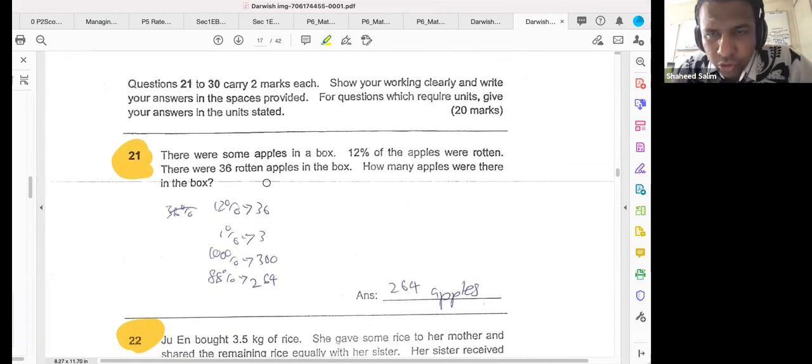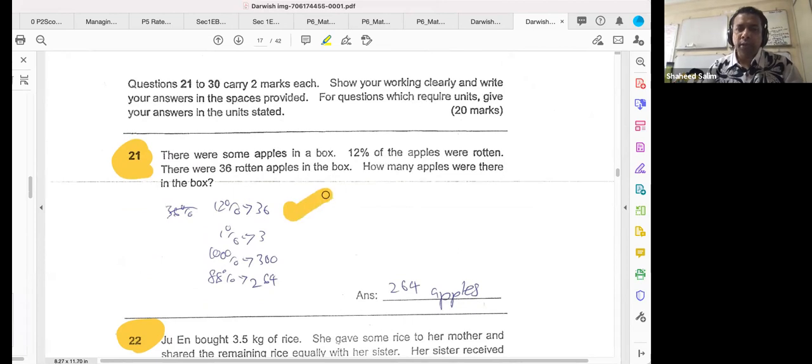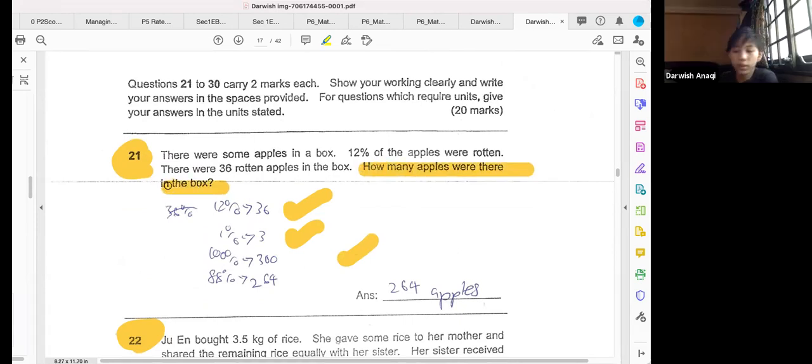Some apples in the box, 12% of them were rotten. There were 36 rotten apples. How many apples were there in the box? This is correct. 1% is 3, 100% is 300. They asked how many apples were there in the box. So what's your answer? Oh, 300.